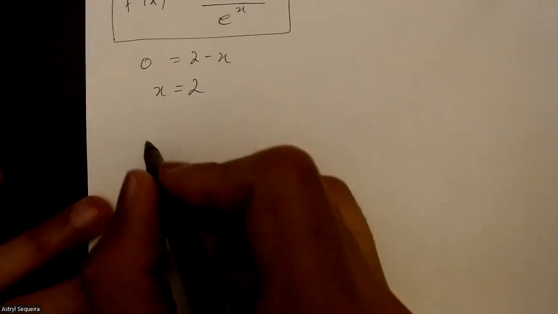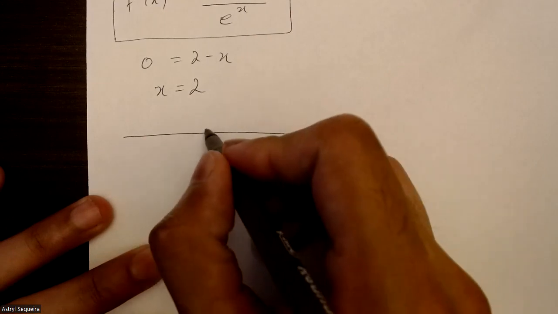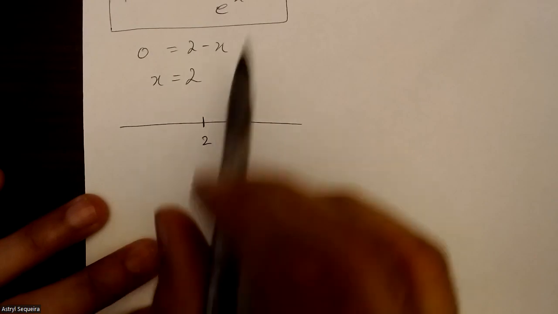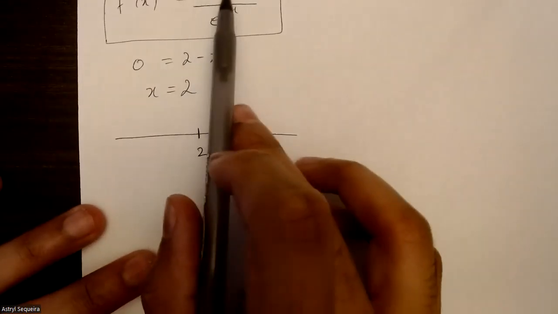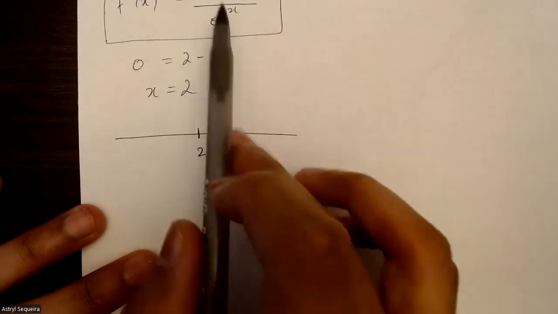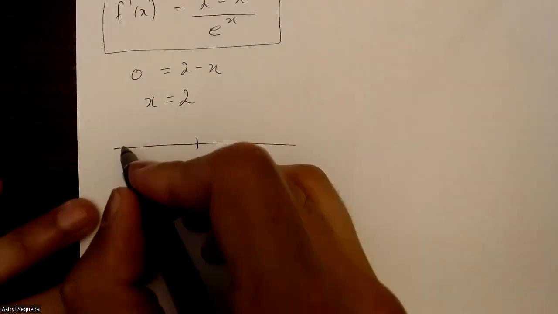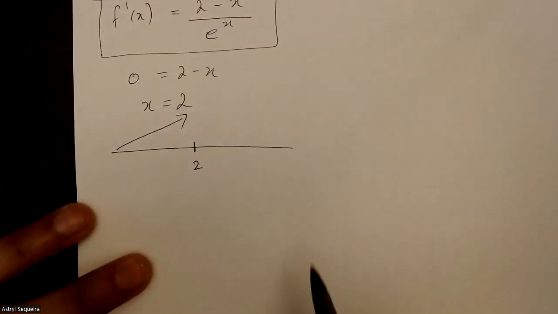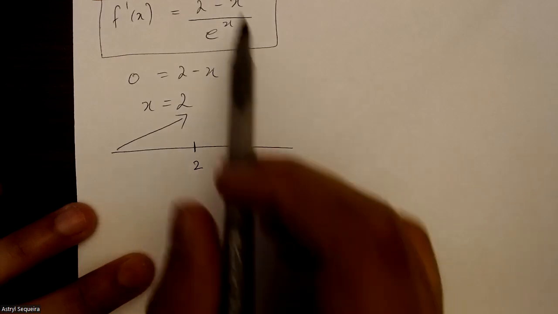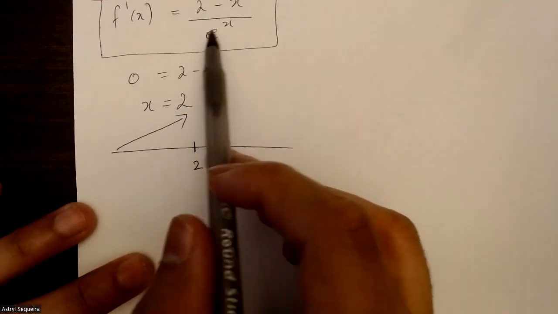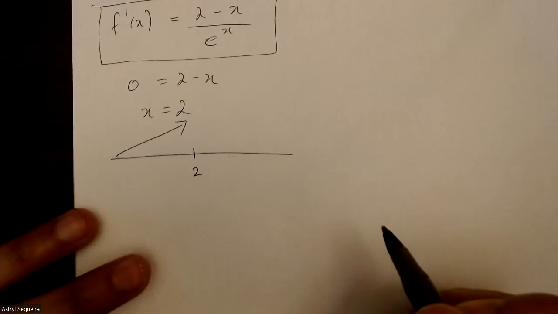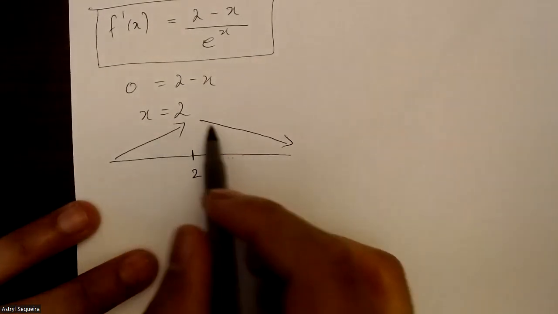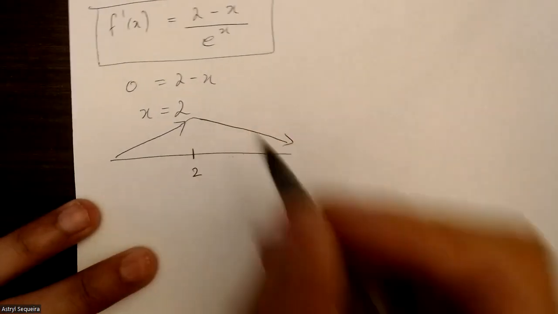I'll put this on a number line to figure out whether it's a maximum or minimum. So I'll start by picking a value slightly less than 2. I'll pick 0. I'll sub it in the derived equation. 2 minus 0 divided by e to the 0, that's just positive 2. If you get a positive number, it means the function is increasing. Pick a value slightly higher, I'll pick 3. So 2 minus 3 is negative 1. Negative 1 over e to the power of 3, that's just a negative value. So I know that it's decreasing after here, which means that this is a maximum.